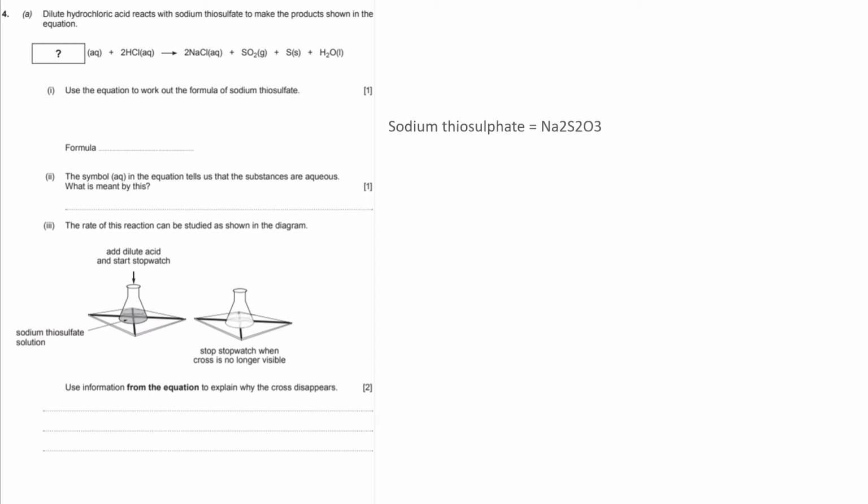If we look at the equation, we can see there are two sodiums on the right, which means there would be two sodiums on the left. There are also two sulfurs on the right, which aren't on the left, and three oxygens. That would make the formula Na2S2O3.